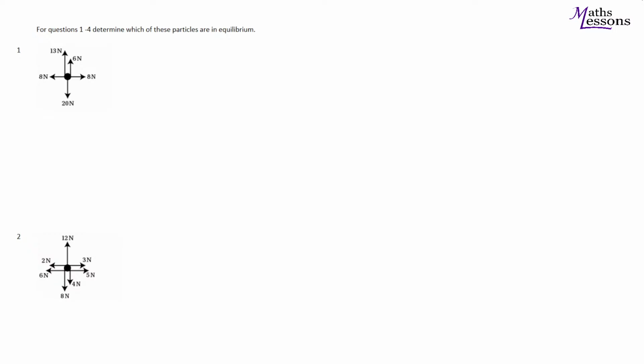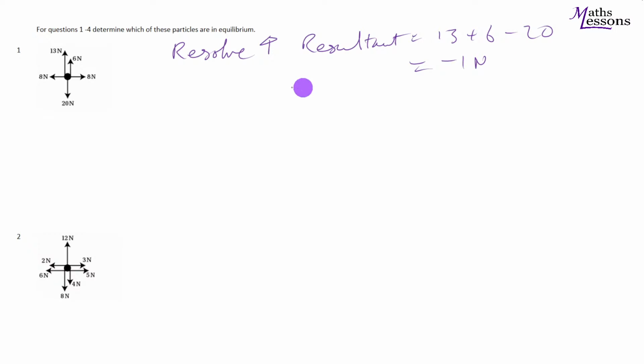The whole class has finished that already. If we're going to be very thorough and we resolve this one vertically, we can see that the resultant will equal 13 plus 6 minus 20. And you see that comes out as minus 1 newton, acting downwards. So therefore, this is not in equilibrium. We don't really need to go any further.